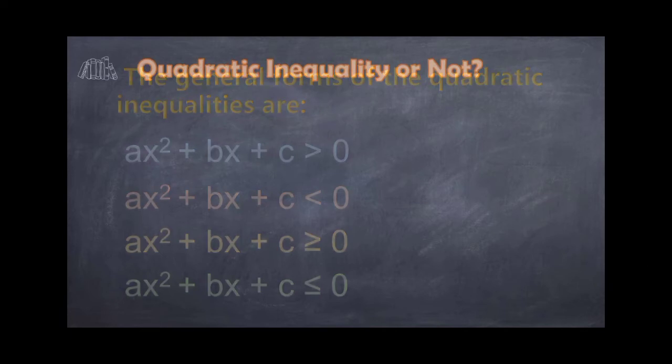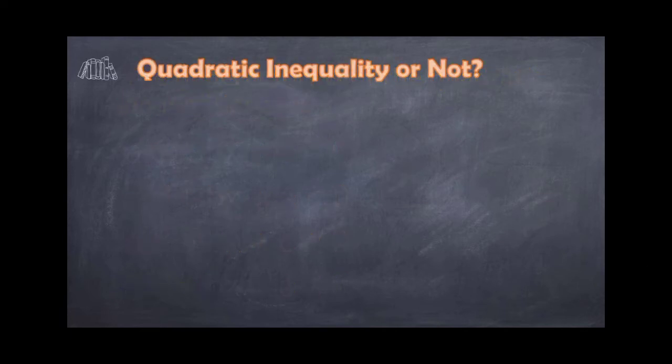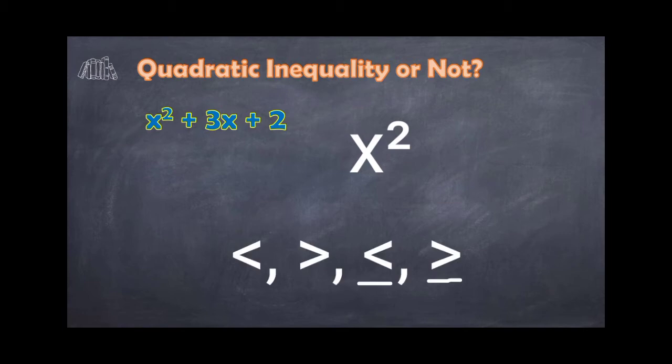Okay, so umpisahan na natin ang pag-identify. So, i-identify lang natin kung ang given expression ba ay quadratic inequality or not. First one is x squared plus 3x plus 2. So, meron tayong mga conditions na titingnan. Una, dapat ang isang variable ay naka-raise sa second degree. And the other one, dapat meron tayong mga symbols ng inequality.